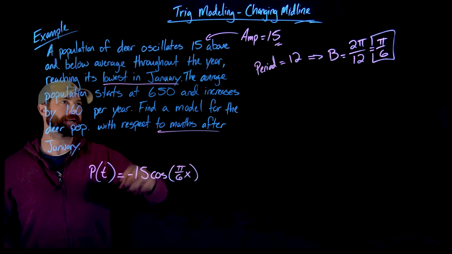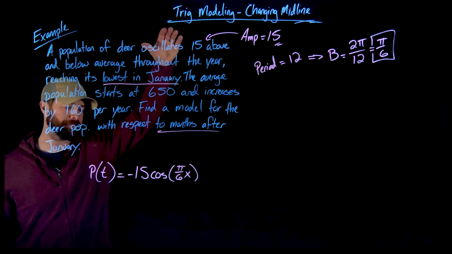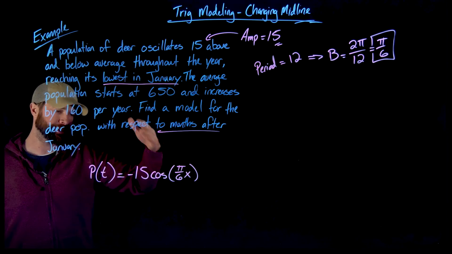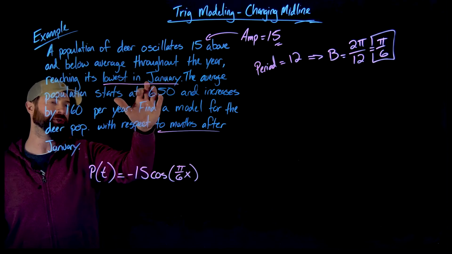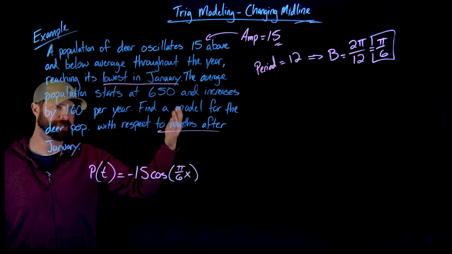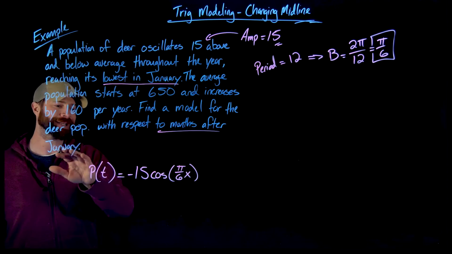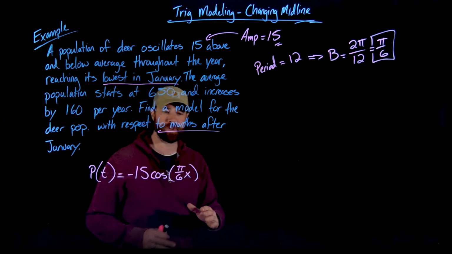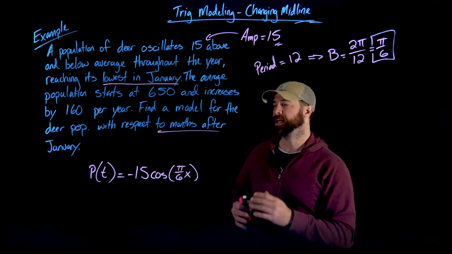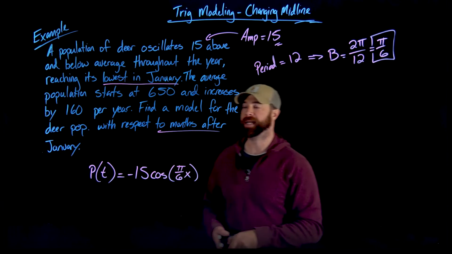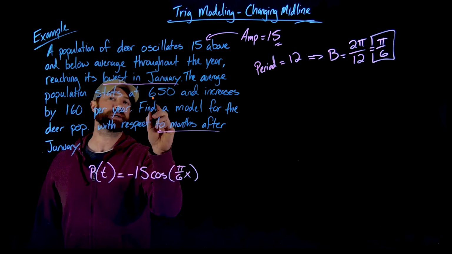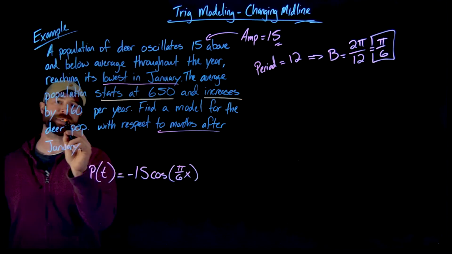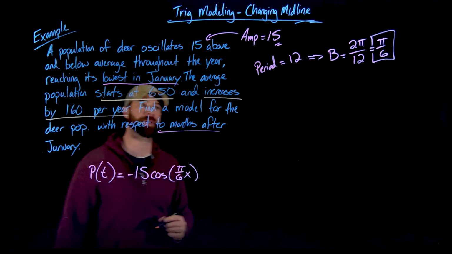And again, I've taken care of this oscillation of up 15, down 15. The negative cosine makes me start at the minimum value, which I'm looking for, because 0 is the first month, or this is months after January is the way that I'm dealing with this. Now what I need to do is deal with this midline. And so the information for the midline comes from this right here. So it starts at 650 and increases by 160 per year.